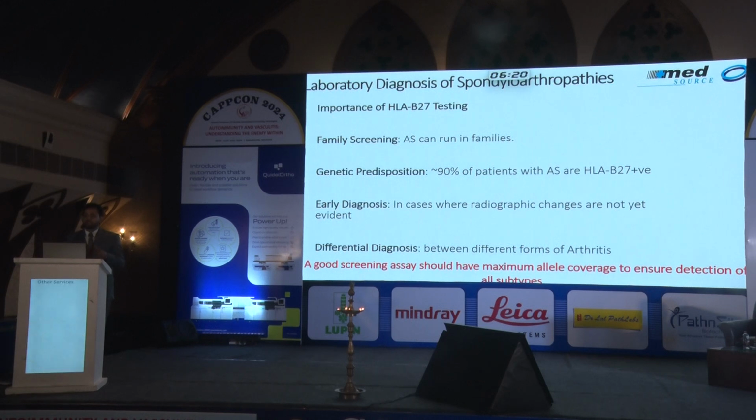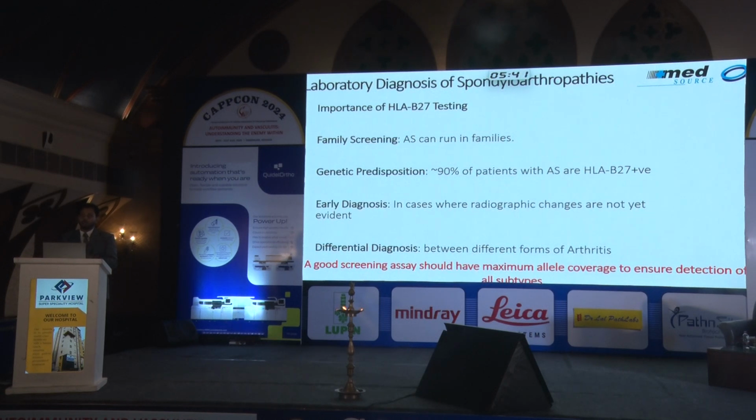As HLA-B27 can run in the family, even in second-degree cousins, it has a strong genetic predisposition. In totality, 7 to 9% of the general population may have an HLA-B27 positive gene, but among those found to be AS positive, more than 90% are HLA-B27 positive. And that is why, in all those cases of early diagnosis where imaging does not show a significant change in the X-rays or MRI, HLA-B27 plays a pivotal role.